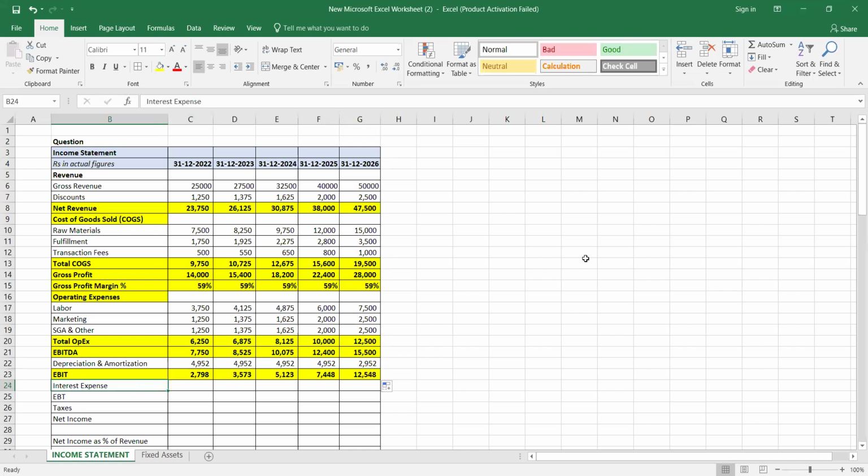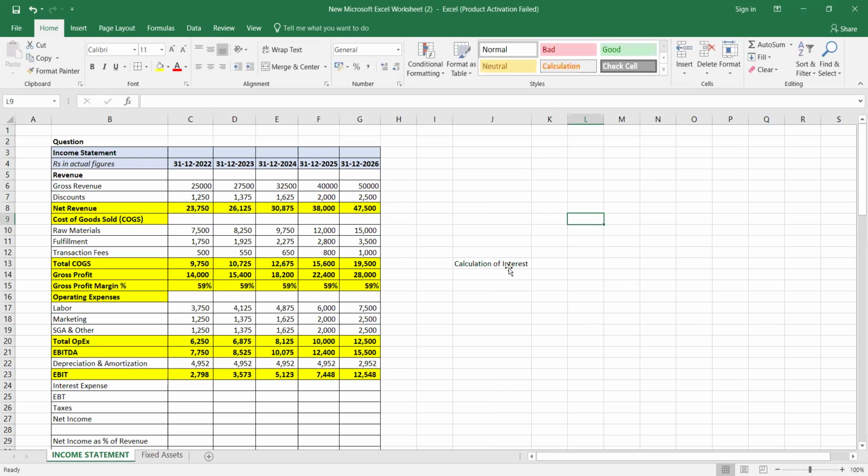For this also they would have given you some assumptions. I myself will do it here. You can see calculation of interest. I will make another sheet, or I will do it here only. In order to calculate interest, they would have given you some information. What is that information? I will directly copy, but you have to do it, okay?